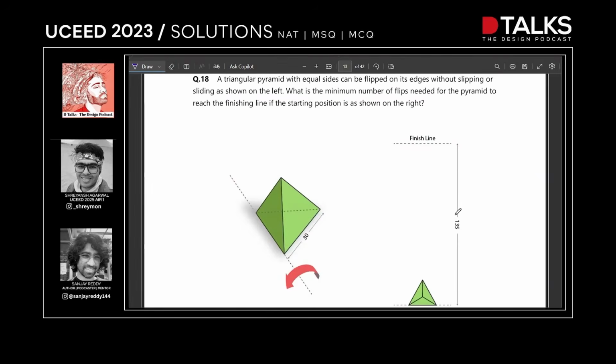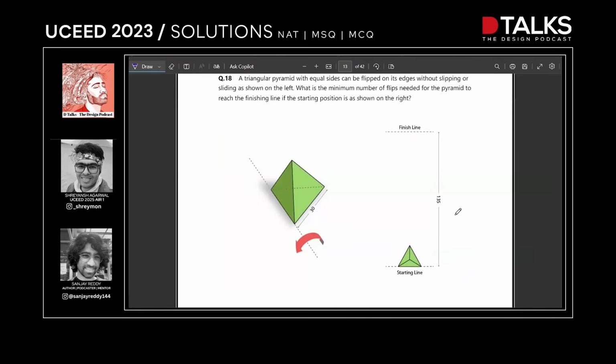Followed by the question from my nightmares. A triangular prism pyramid with equal sides can be flipped on its edges without slipping or sliding as shown on the left. What is the minimum number of flips needed for the pyramid to reach the finishing line if the starting position is as shown on the right?